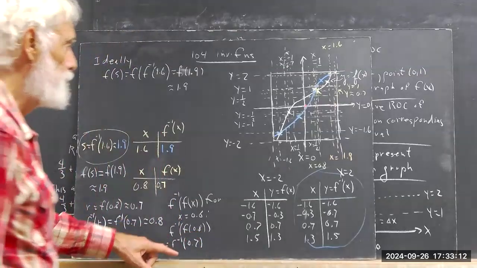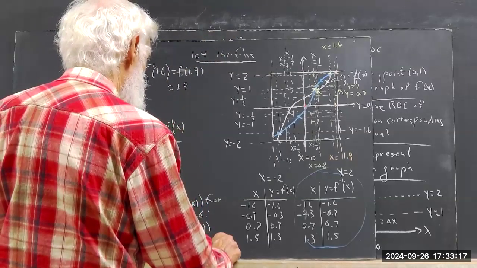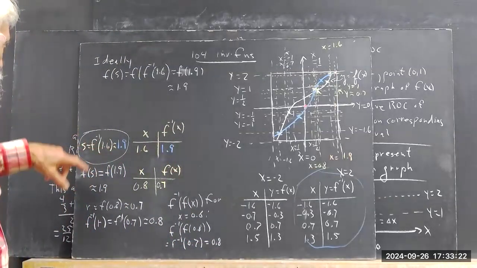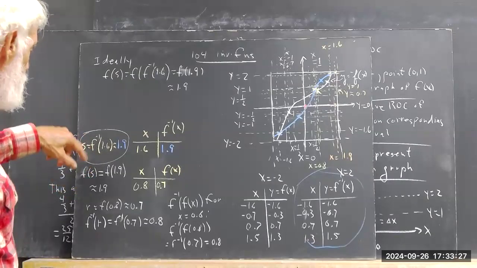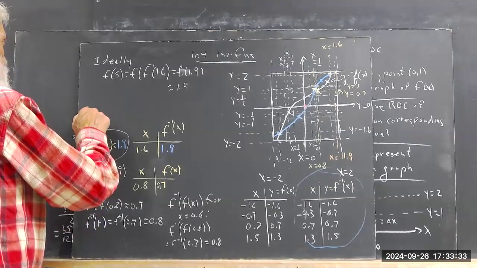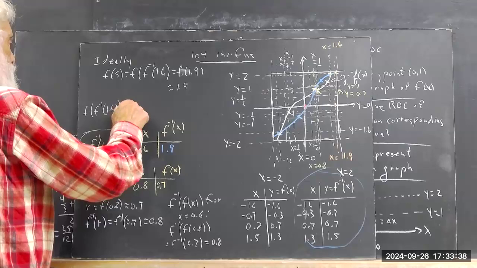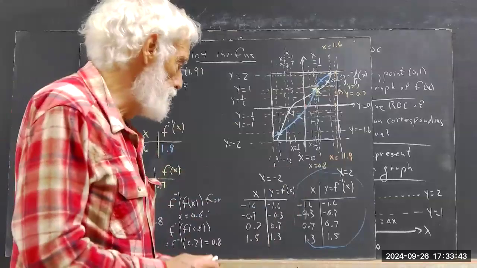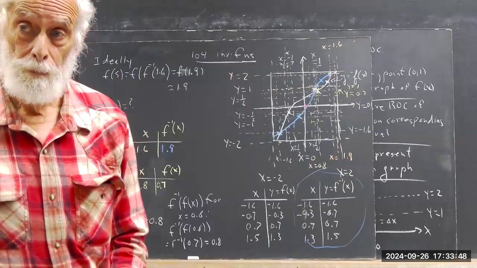And f inverse of 0.7, according to this graph, is 0.8. Now, what I was trying to do here was s was f inverse of 1.6, so f of s would be f of f inverse of x. So we'd be finding f of f inverse of 1.6 equals what? Well, again, the graph didn't really allow us to do that. So I'm going to change these functions so the graphs are a little less tricky.